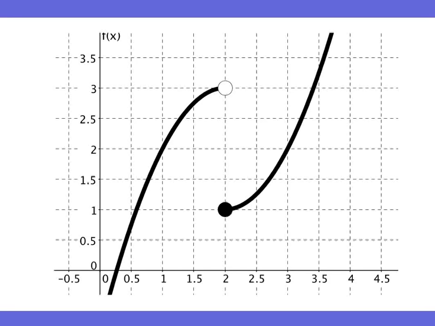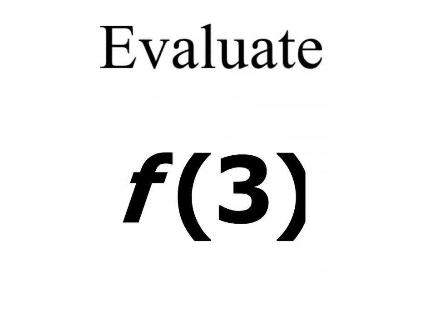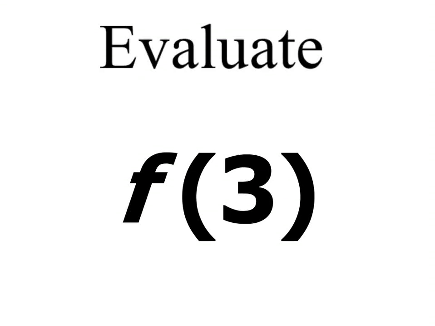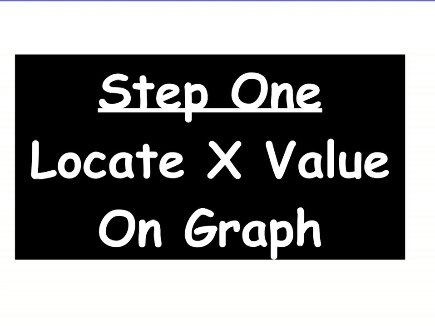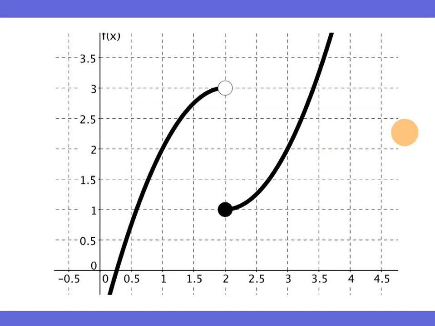Example 1. Alright, so we have a graph here. Nothing too fancy, right? Got a hole at the top and a solid point at the bottom. It says evaluate f of 3. So the first thing we're going to do is, we've already talked about the fact that the number in the parentheses is the number you're plugging in, which is your x value. So we're going to locate that x value 3 on the graph. Look at the x-axis, which is down here. Here's 3. Simple.